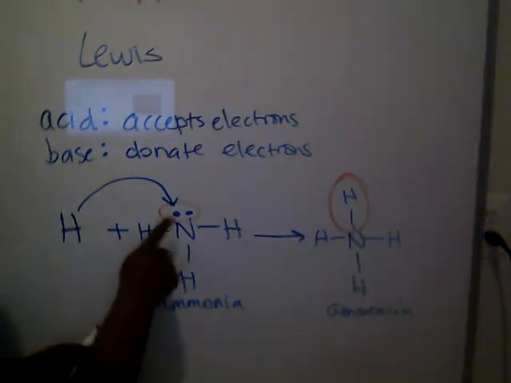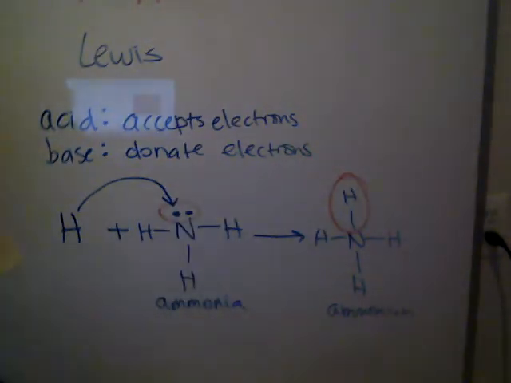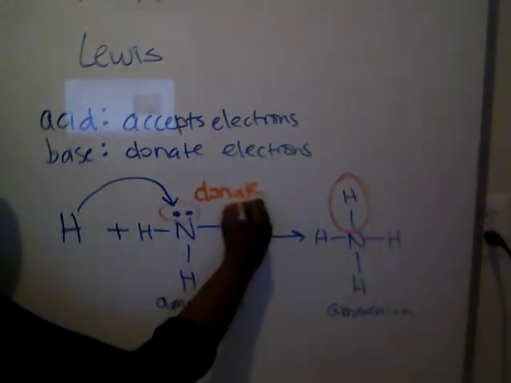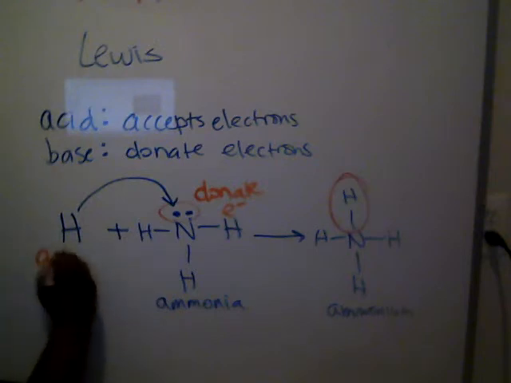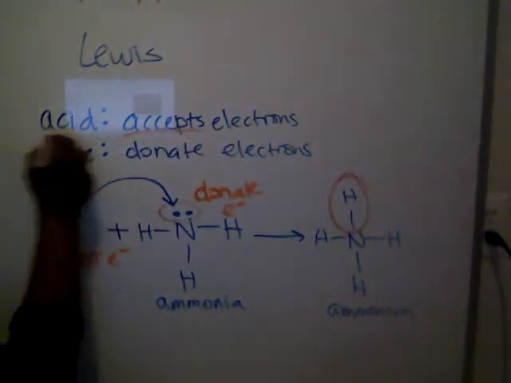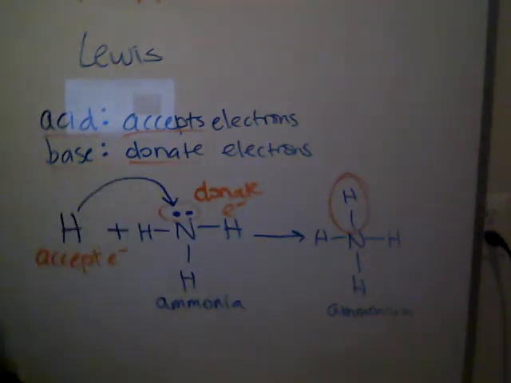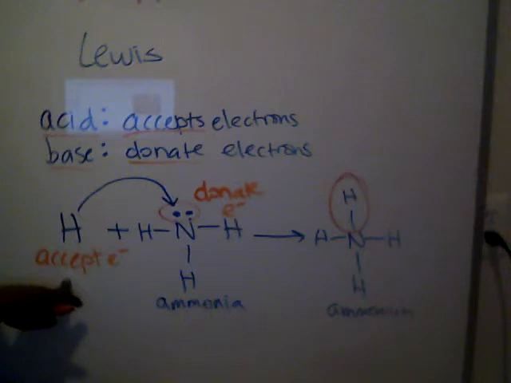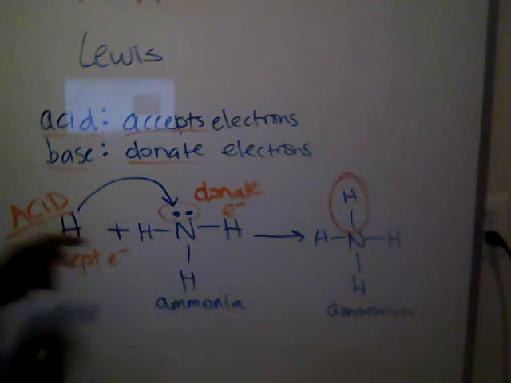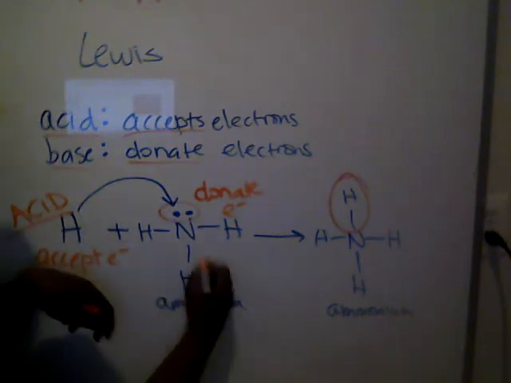So this has the electrons, it's going to be donating them. So this will donate the electrons, and the H+ will accept the electrons. So according to Lewis, if you are accepting, you're an acid. If you're donating, you're a base, which we said is opposite from Bronsted and Lowry. So according to Lewis, this one is accepting electrons, so this would act as the acid. This one is donating the electrons, so this would act as the base.